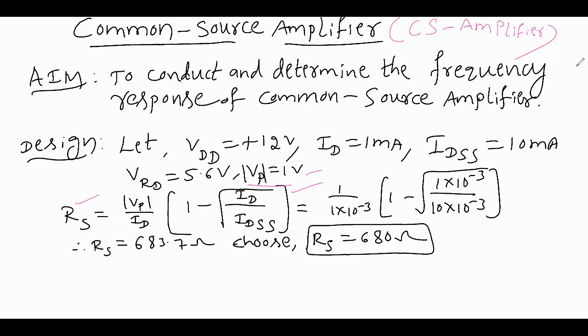So VP equal to 1 volt and ID equal to 1 milliamp, 1 minus the square root of ID equal to 1 milliamp by IDSS equal to 10 milliamps. So we get RS equal to 683.7 ohms. So we choose the standard resistor value nearest to this value, that is RS equal to 680 ohms.